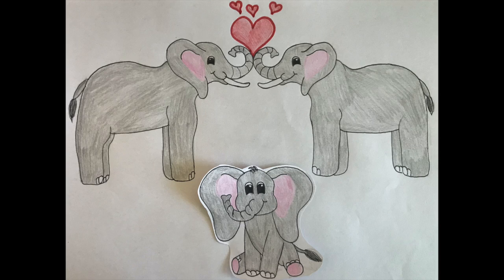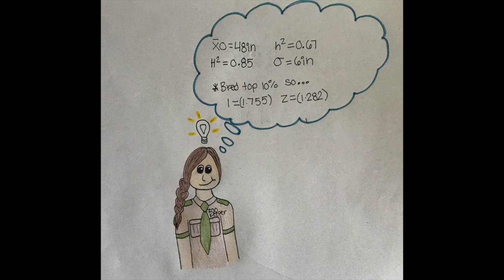However, she knew that in order to properly improve her elephant population, she would have to use quantitative genetics. She knew that her broad sense heritability was 0.85 and her realized heritability was 0.67. She also knew that her current population of elephants had an average ear width of 48 inches and a standard deviation of 6 inches. She used this information to find the information that she needed.